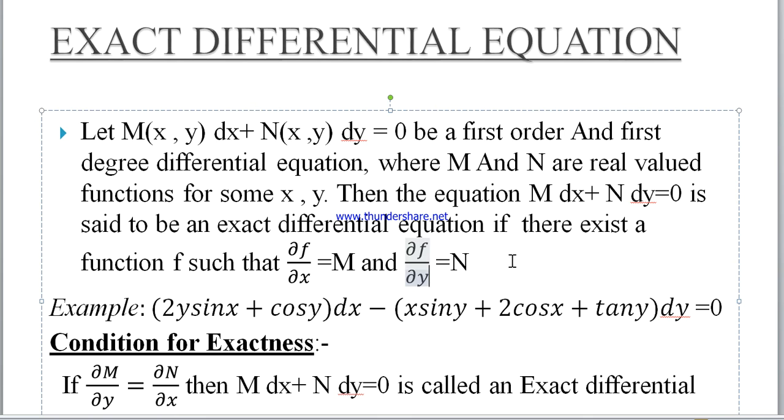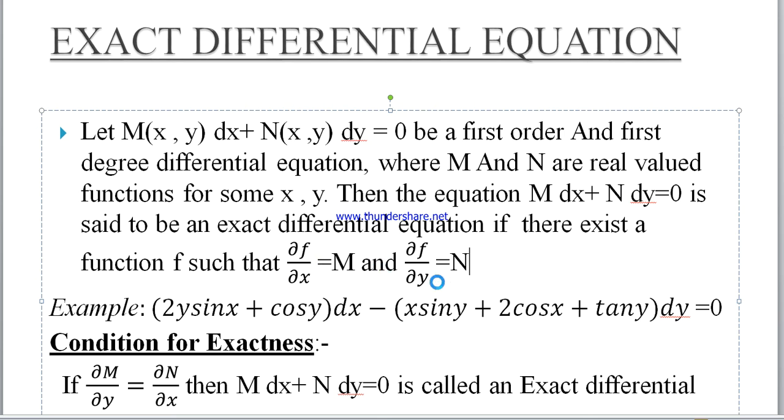So here we have a differential equation constructed by using dou f by dou x and dou f by dou y from f of x comma y, that is, the form M dx plus N dy equal to 0. This type of equation is called an exact differential equation, but it should satisfy the condition dou M by dou y equal to dou N by dou x.